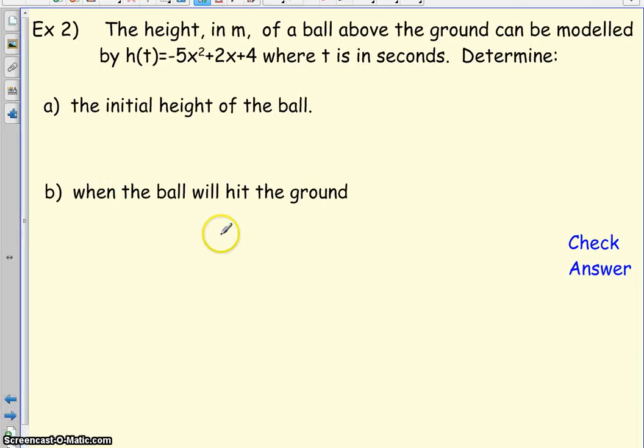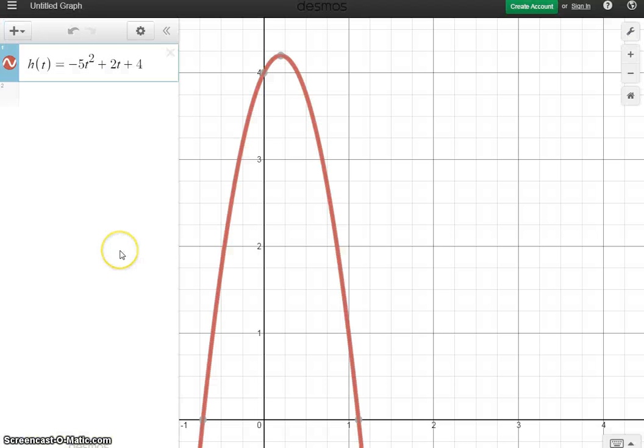So let's take a look. Here's a situation. The height in meters of a ball off the ground can be modeled by h of t equals negative 5t squared plus 2t plus 4. Okay, so we already have a little communication error here. It's h of t, so t should be the independent variable. So let's just change these to t. And t is in seconds. It wants us first to determine the initial height of the ball, and then when the ball hits the ground. So let's take a look at the graph first.